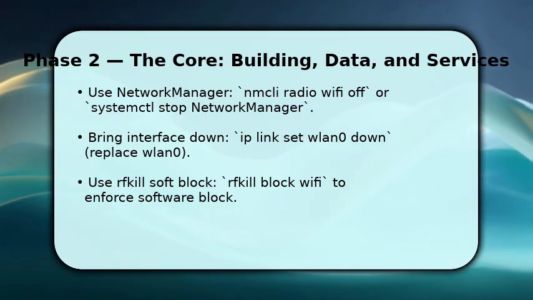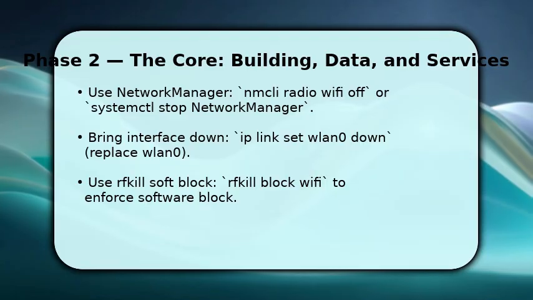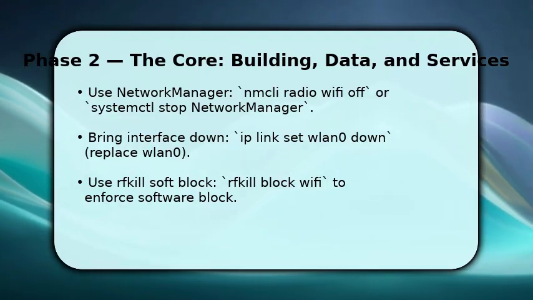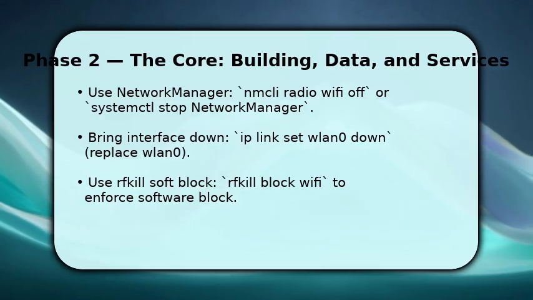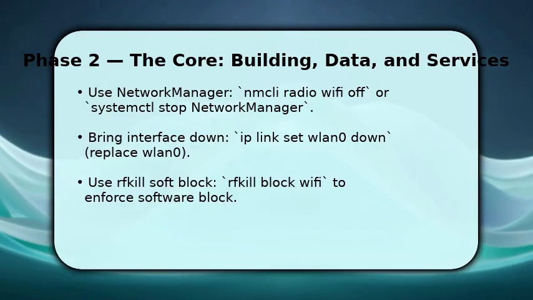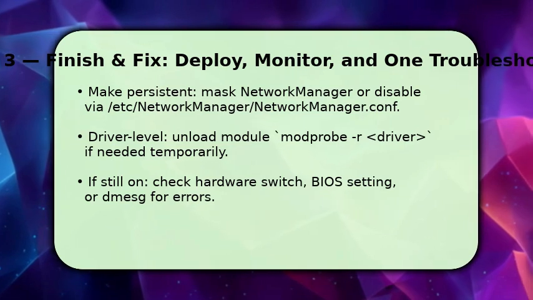Next, bring the interface down with ip link set wlan0 down, substituting your interface name, to remove the link layer. For extra assurance, run rfkill block to make the change stick. Disable or mask NetworkManager, or set radio control in /etc/NetworkManager/NetworkManager.conf so it stays off across reboots.